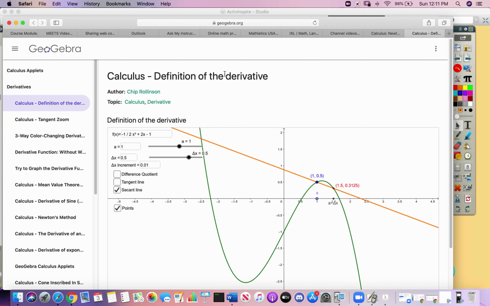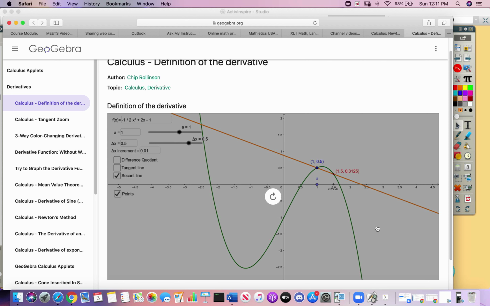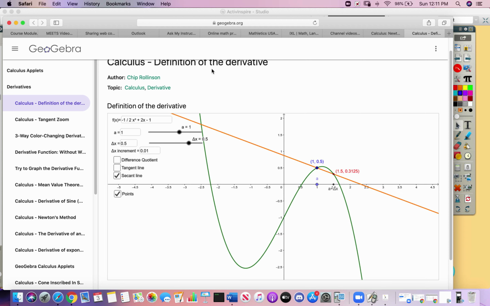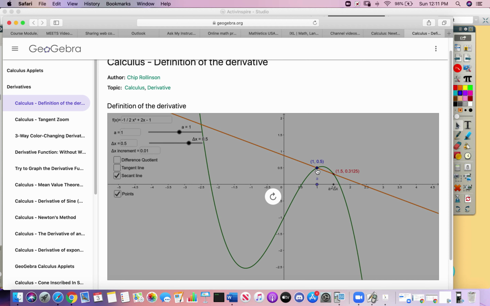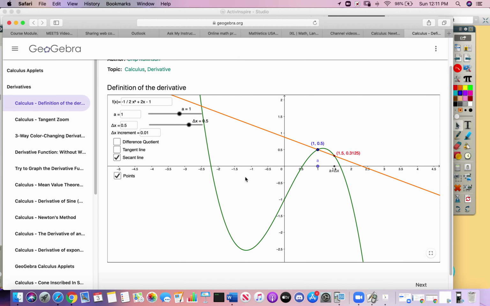So here I've got this graph. Some kind of crazy graph here. And I've got 2 points, 1 and 1.5. This is creating a secant line. Come on, why is it giving me all this color? Here we go. So I want to know what's happening at 1.